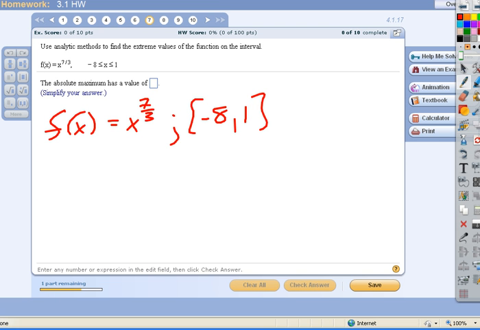Okay, but what I do want you to know how to do is to do it without a graphing calculator, because that's what you're going to have to do on every college entrance exam and things like that.